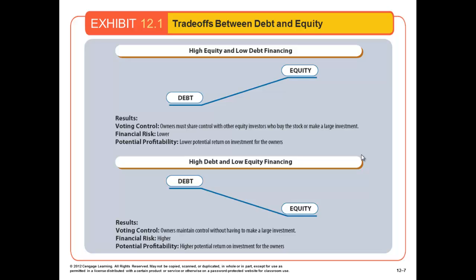Now, what I want to look at right here is the trade-offs between debt and equity, but I'm going to use a term here that you'll hear from time to time, so that you can get an idea of what it means. If you think of the blue lines here as leverage bars, like a crowbar or something, then you can get a feel for what I'm talking about.